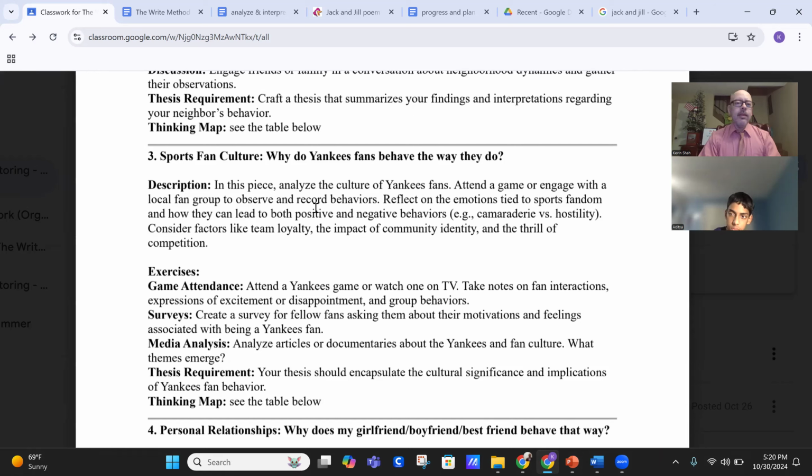Okay. In this piece, analyze the culture of Yankees fans. Attend a game or engage with a local fan group to observe and record behaviors. Reflect on the emotions tied to sports fandom and how they can lead to both positive and negative behaviors, that is, camaraderie versus hostility. Consider factors like team loyalty, the impact of community, identity, and the thrill of competition.